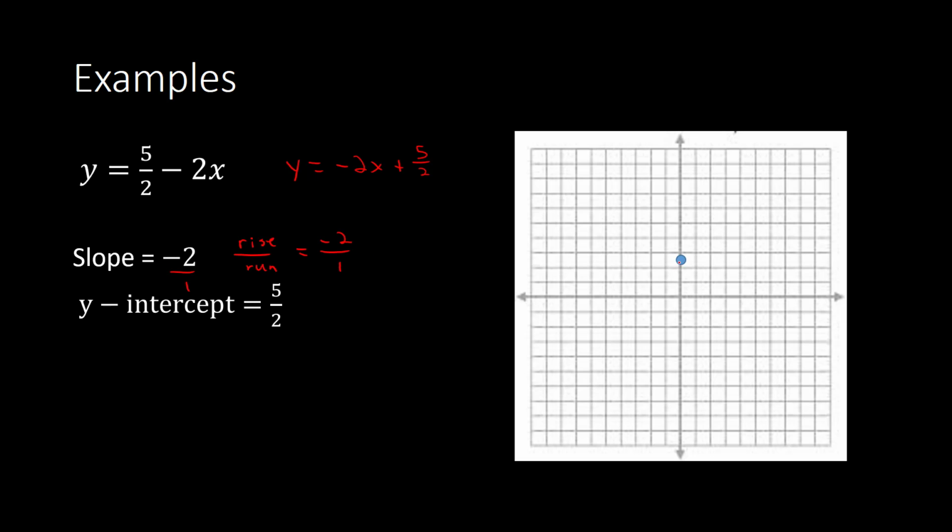So from this point, we're going to go down 2. So 1, 2. And the run is +1. So I go to the right 1 to get that point right there. And then connect the dots, and I have this graph.